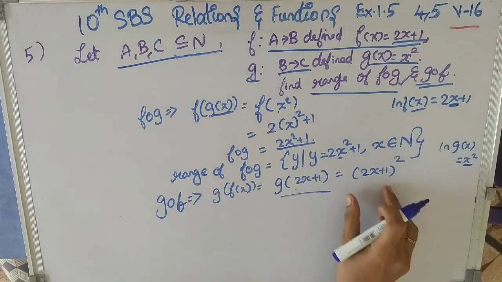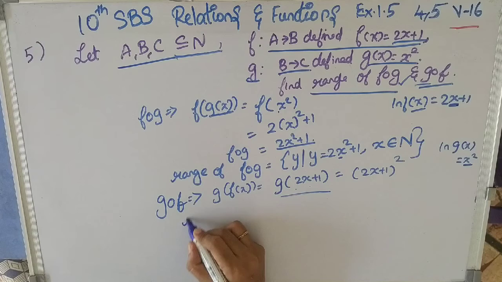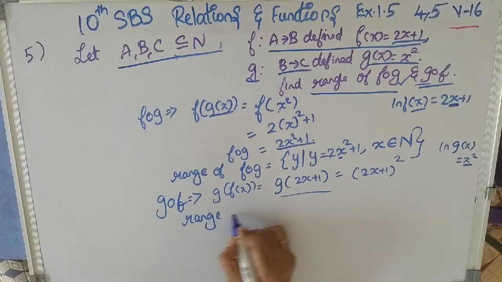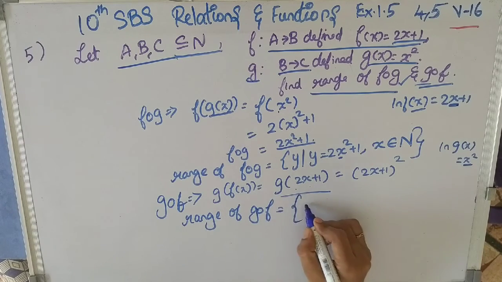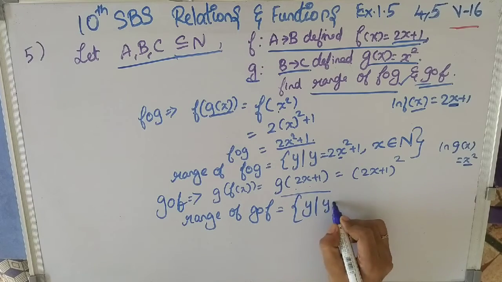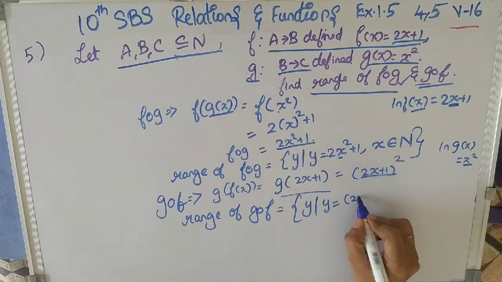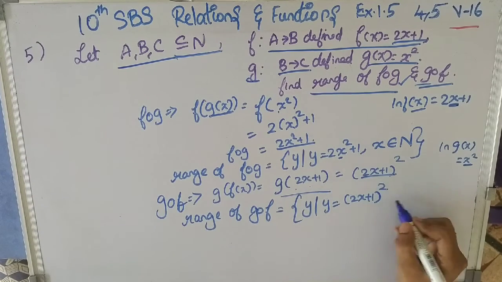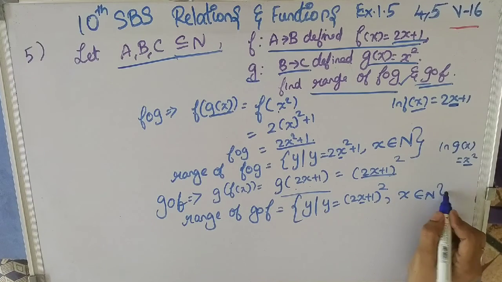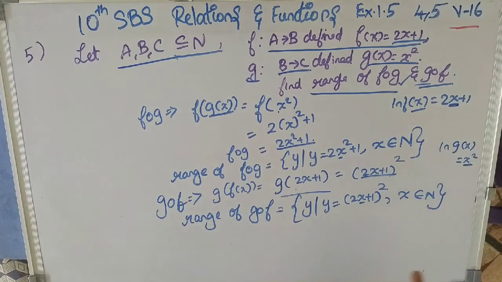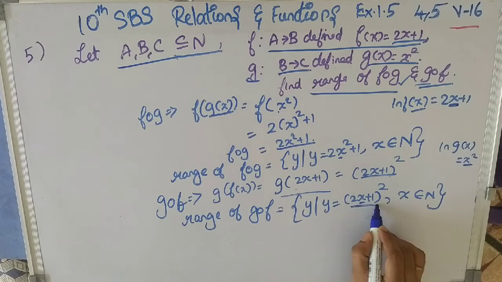Now using this we can write the range of g dot f. Okay. What is the range of g dot f? The range of g dot f is equal to y, where y is equal to what we have found? 2x plus 1 the whole squared. We have to define x. Okay. x is an element of natural numbers. Clear? So we have found the range of f dot g and g dot f.